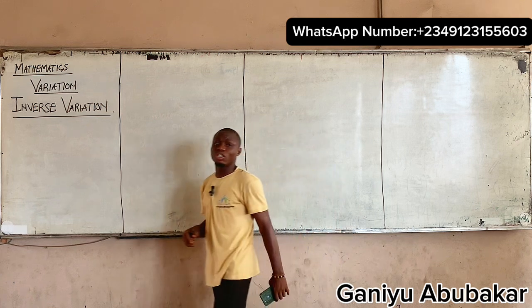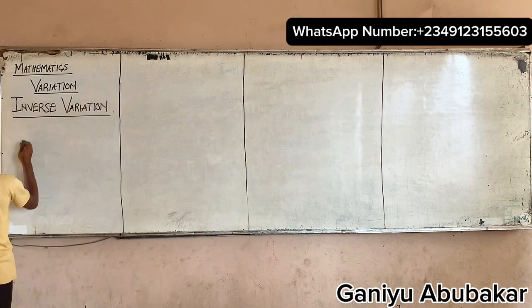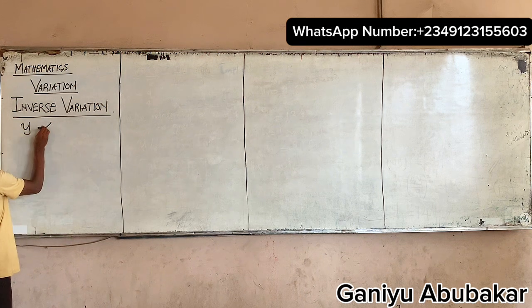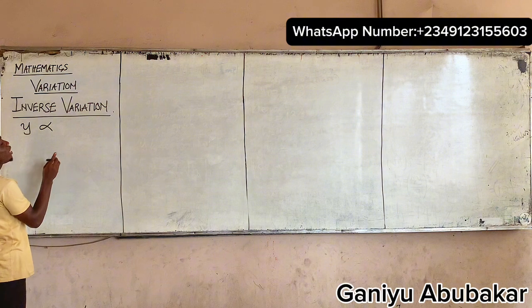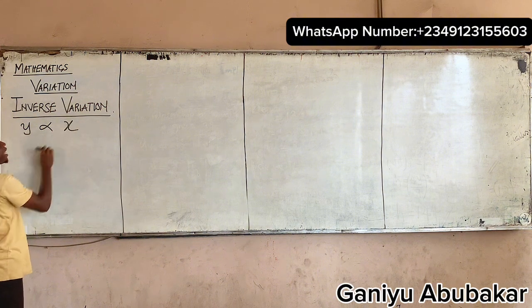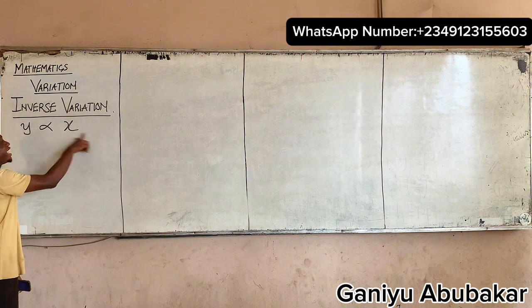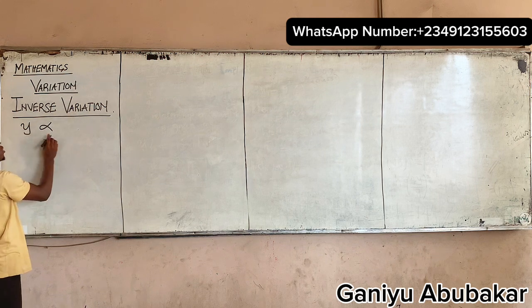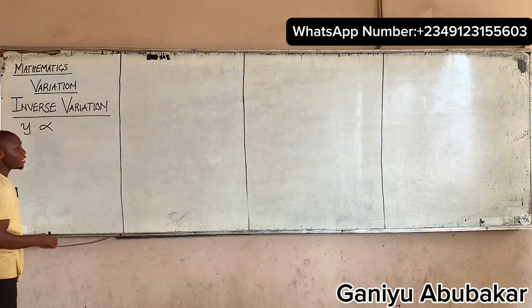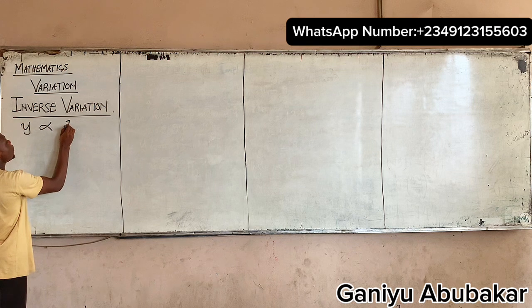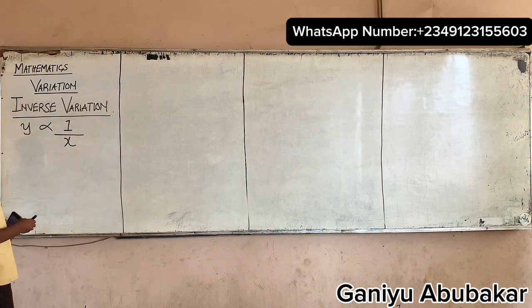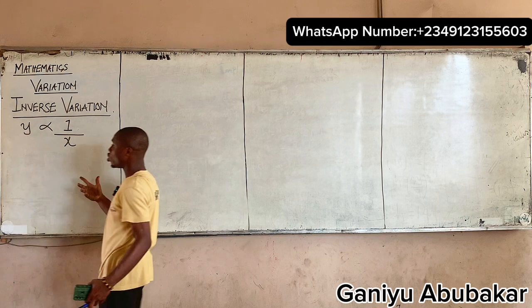Let's do some illustration. Let's say I'm given that y varies inversely as x. So when it comes to inverse, don't just put x like this. It's wrong. This is a direct variation. I'm talking about inverse variation. So I said y varies inversely, so you have to put 1 first, all over that thing, x. This is how you express inverse variation.